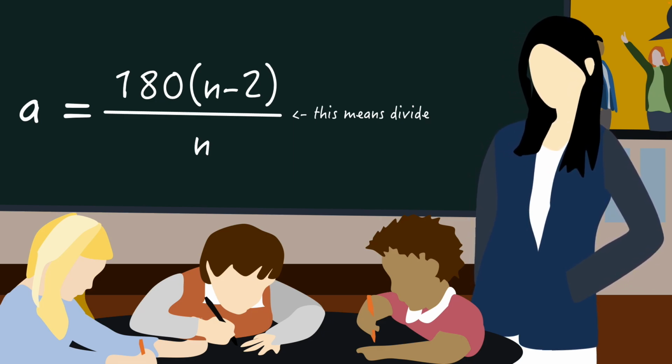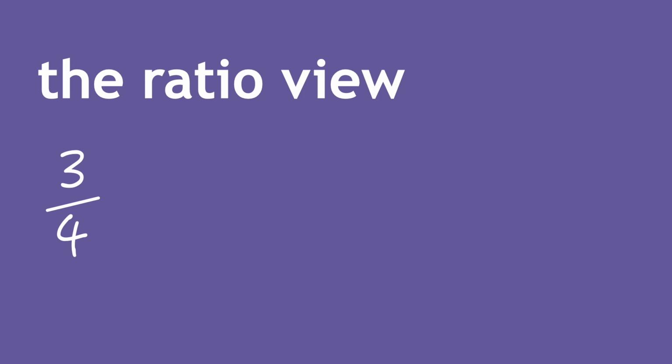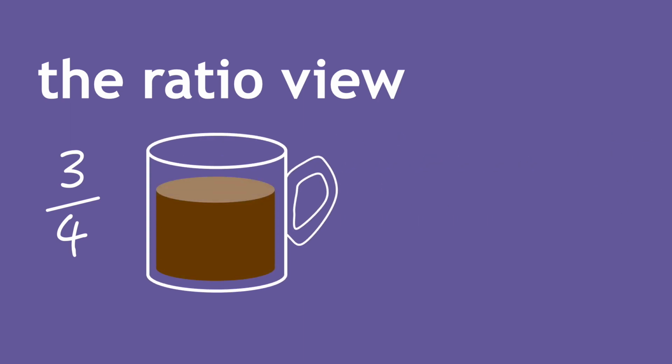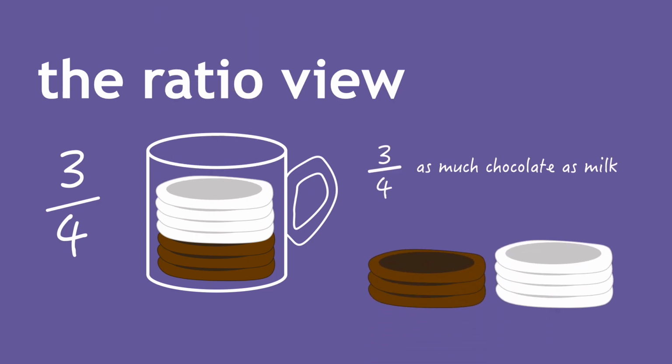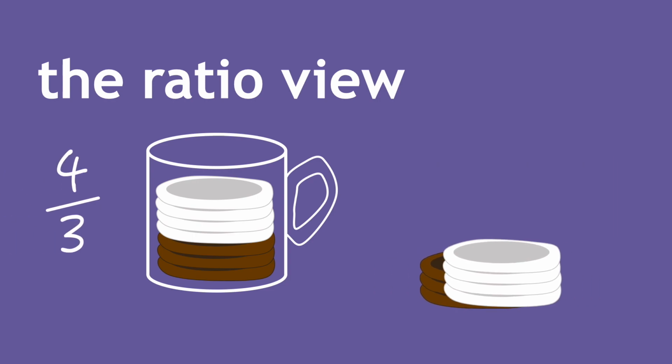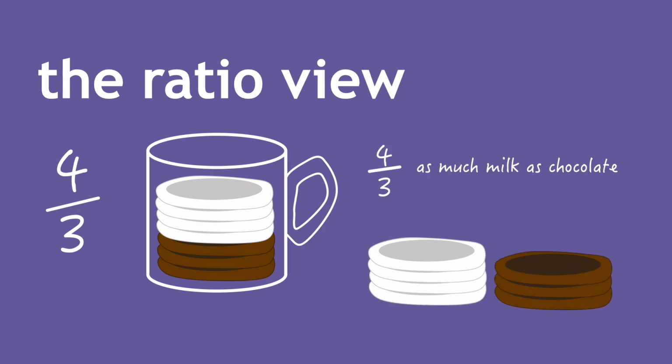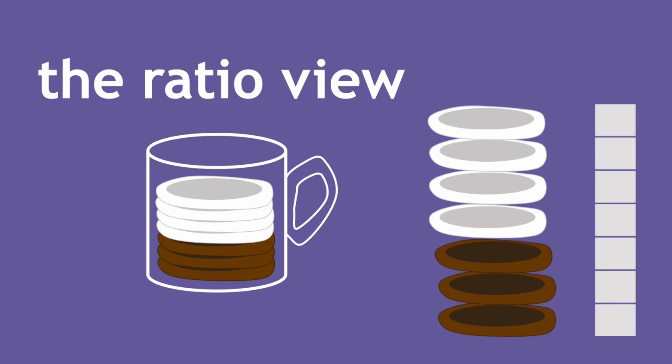The other way that we can think about fractions is as a ratio. If I make a hot chocolate in the ratio of 3 parts chocolate to 4 parts milk, I can say that there's 3/4 as much chocolate as there is milk, or that there are 4/3 as much milk as there is chocolate. I can also talk about the ratio of each part to the whole, so 3/7 chocolate and 4/7 milk.